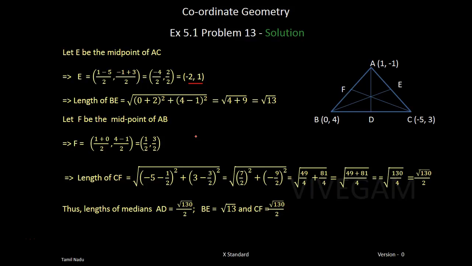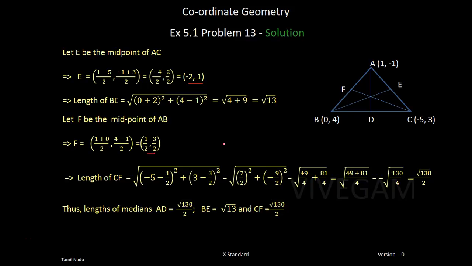Do the same procedure for point F. Point F is between these two, right? So it will be 1 plus 0 divided by 2, minus 1 plus 4 divided by 2. So 1 plus 0 by 2 and 4 minus 1 by 2. Okay, so this will be 1 by 2. This will be 3 by 2. That is the coordinates of point F.